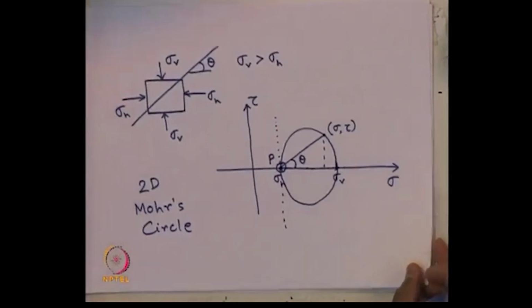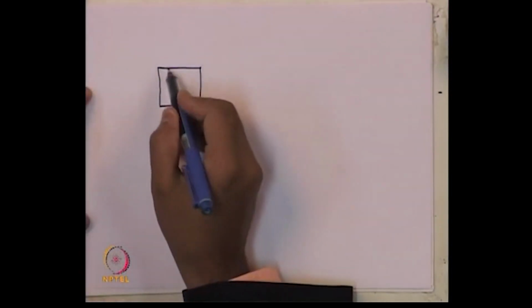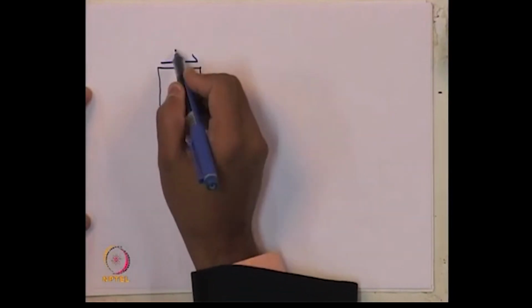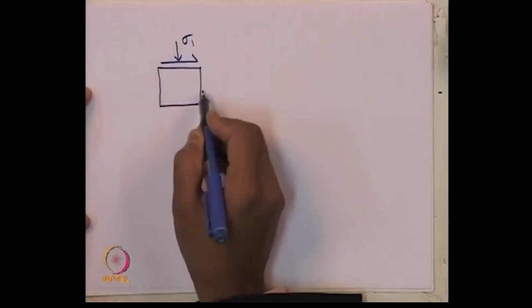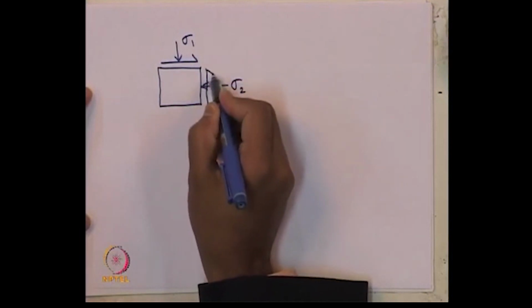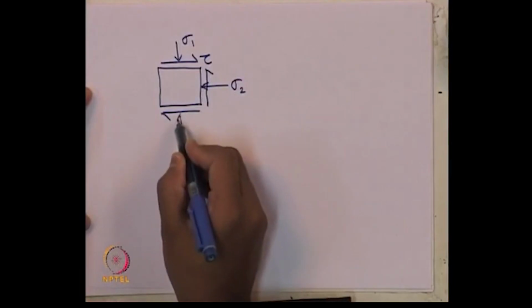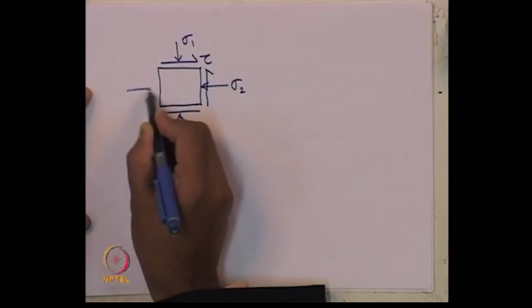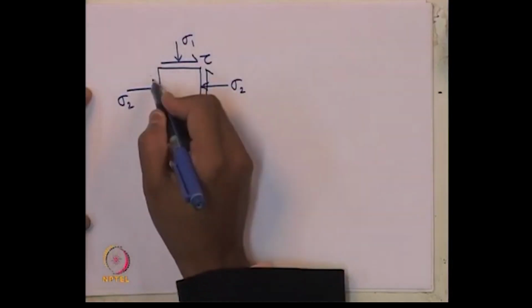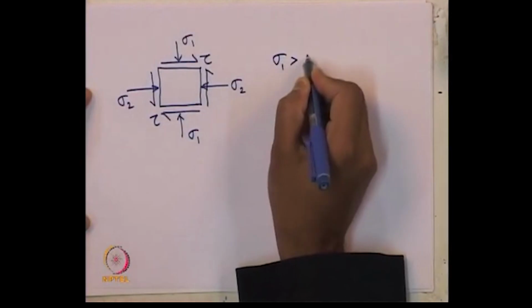Suppose we have another soil element which is not of principal stress condition. So, we have shear stresses also, let us say. This is sigma 1, sigma 2, and tau is the shear stress. Sigma 1, sigma 2, tau, and let us say sigma 1 is greater than sigma 2.